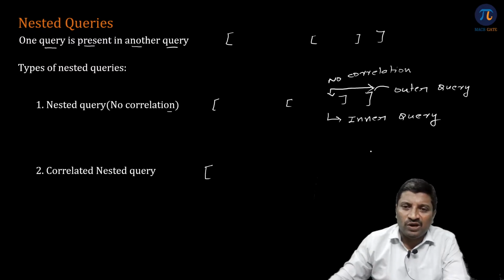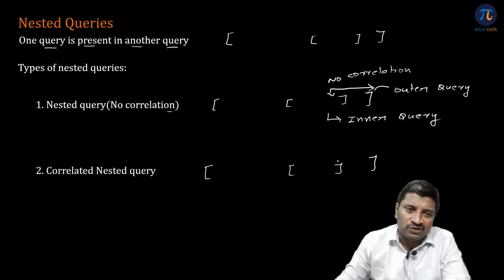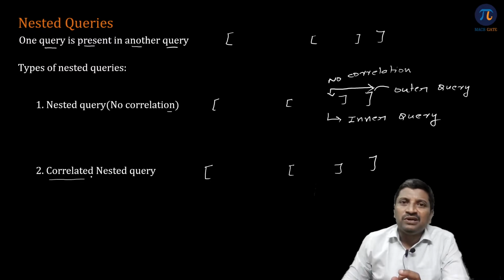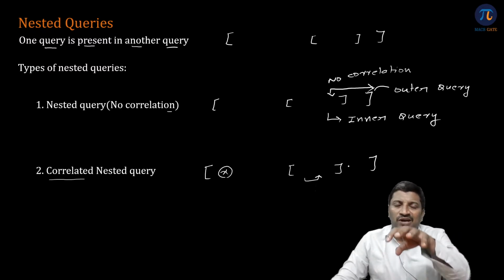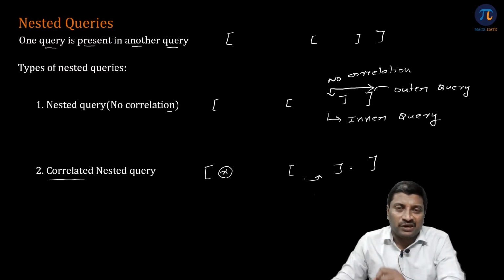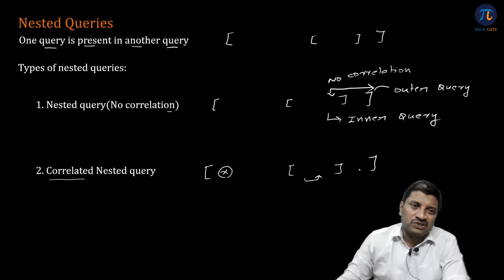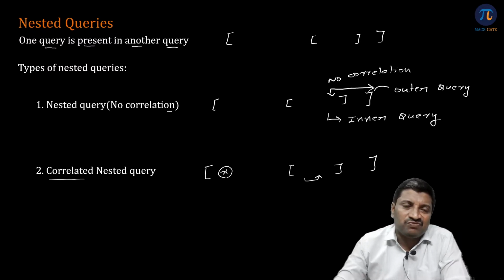Sometimes we will have a correlation between the inner query and the outer query. Now the question is, what is the meaning of correlation? Whatever attributes we have in the outer query, those we may use in the inner query also, in its conditions or in the selection of the records. So this is about nested queries. Let us discuss each of these one by one.